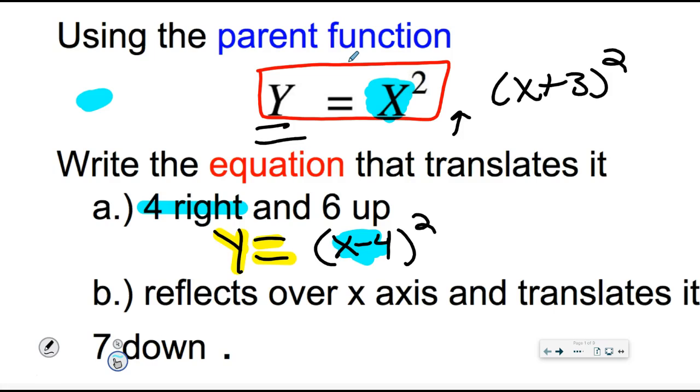Now when it says 6 up, that you tack on, because it's the y's that equal, and you're going to move it 6 up. So I just add 6 to my y values. So the up and down is tacked on. The left and right is in with the x.